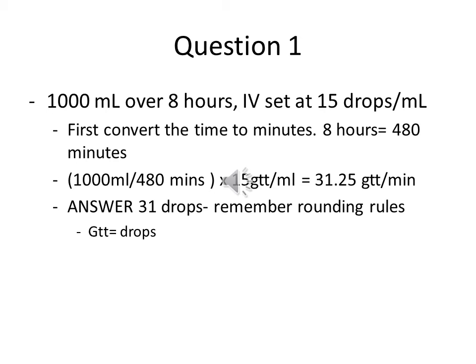And now you're going to do your volume over time. So that would be 1,000 milliliters divided by 480 minutes. Make sure you put your units of measurement in there so that once you're done, your measurements are the same in the answer. So you do 1,000 milliliters divided by 480 minutes, you multiply that by the drop factor, and you will get 31.25 drops per minute.